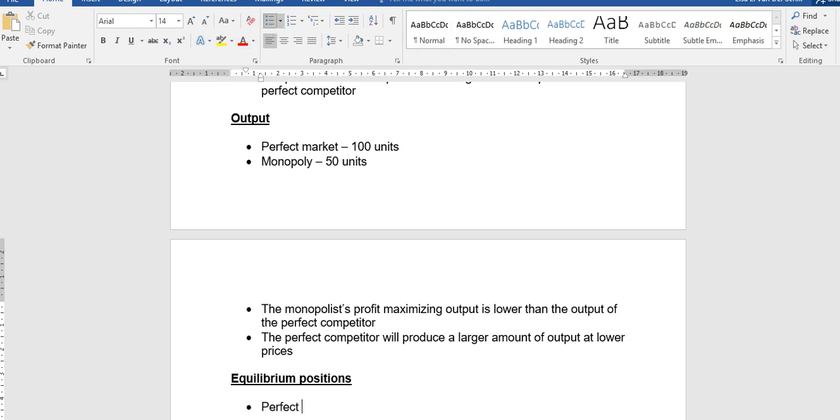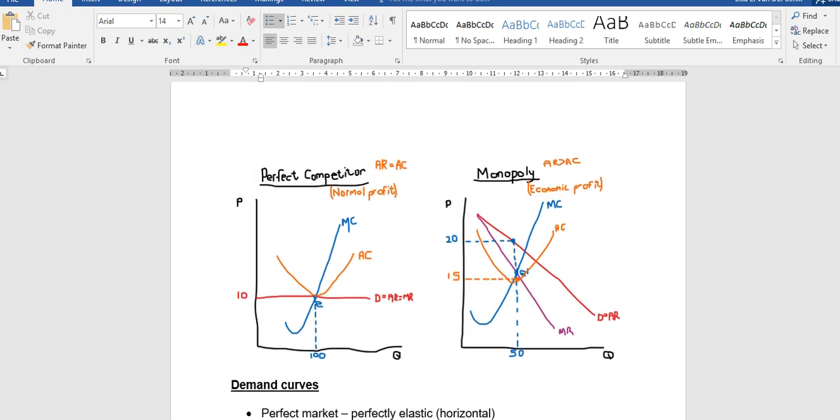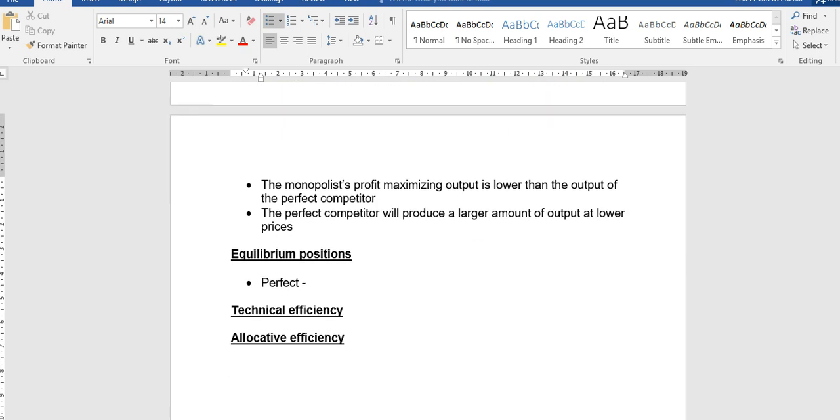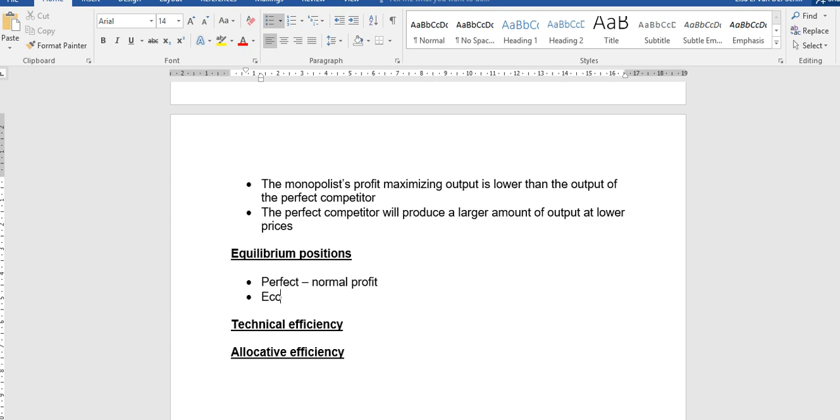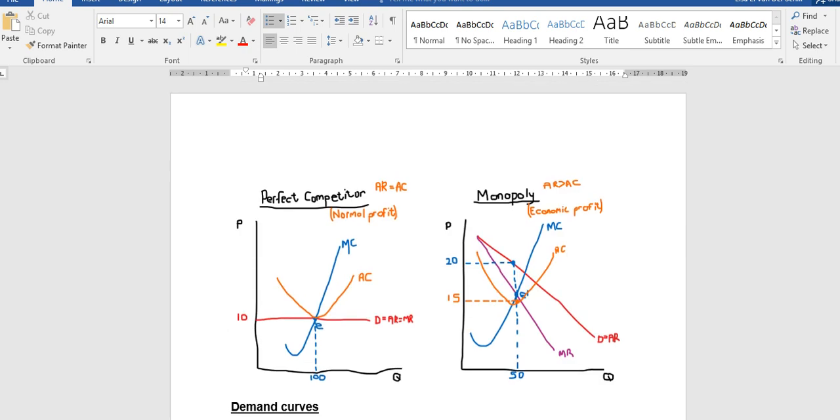In the perfect market, remember we said from the beginning, we need to draw the graph showing a normal profit. The long run equilibrium position for the perfect market is to make a normal profit. Whereas the monopolist, his long run equilibrium position, go back to the graph.